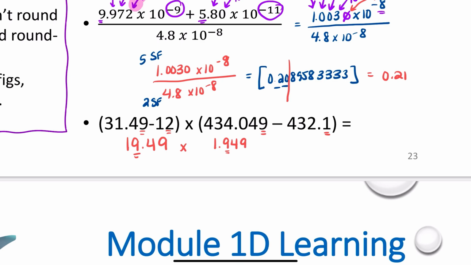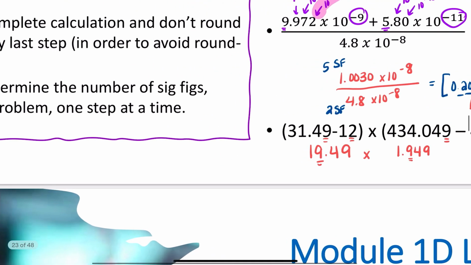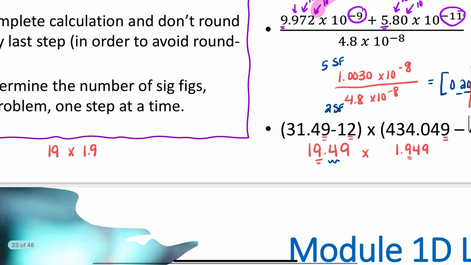If I was to round, I'm going to do this over here. If I was to round these, I would say 19 times 1.9, because I'm going to drop a 4 and a 4, right? I'm not going to round up there. That 9, I don't care about the 9. The very first digit to be dropped is what I'm looking at. I'm going to round to 19 and 1.9. If I take 19 and multiply that by 1.9, I get a value of 36.